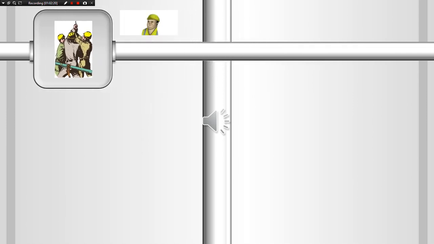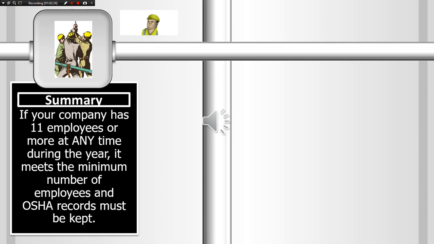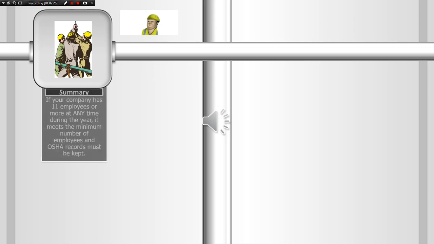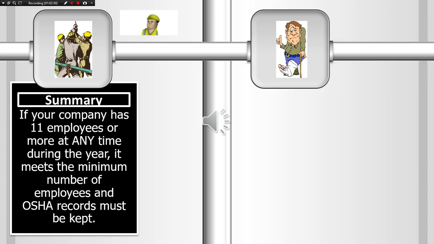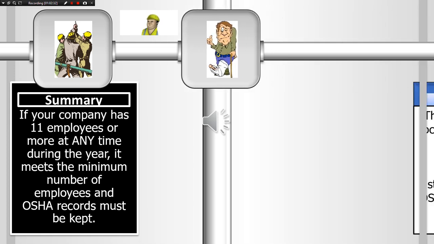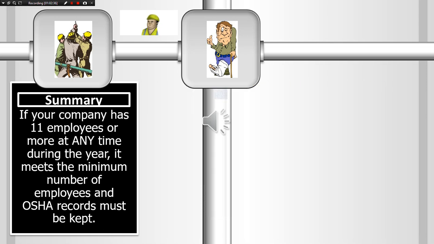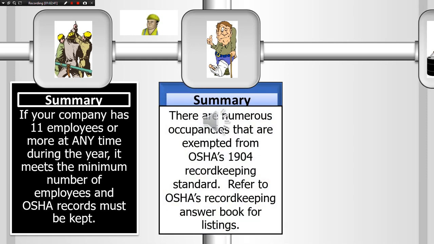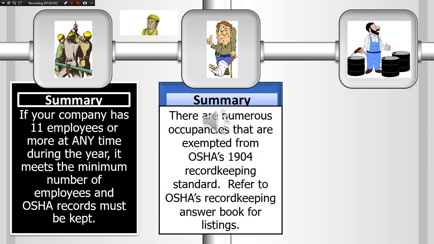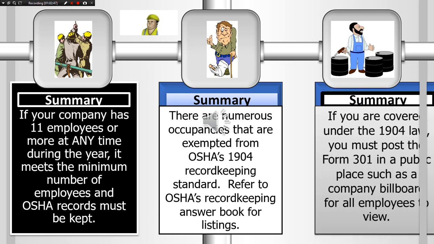If your company has 11 employees or more at any time during the year, it meets the minimum number of employees and OSHA records must be kept. There are numerous occupancies that are exempted from OSHA's 1904 record-keeping standard. Refer to OSHA's record-keeping answer book for listings. If you are covered under the 1904 law, you must post the Form 301 in a public place, such as a company billboard, for all employees to view.